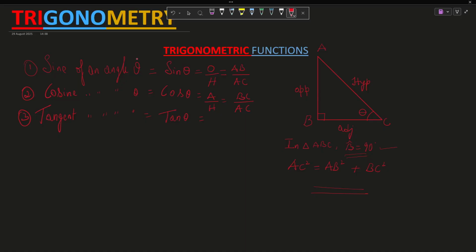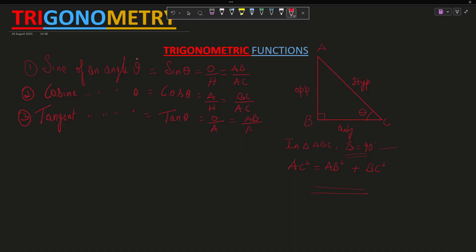Now, as I said, both sine and cos are involved with the hypotenuse in the denominator. When you come to tan theta, forget about the hypotenuse. It is always going to be opposite side divided by adjacent, opposite by adjacent. So what is opposite here? AB.